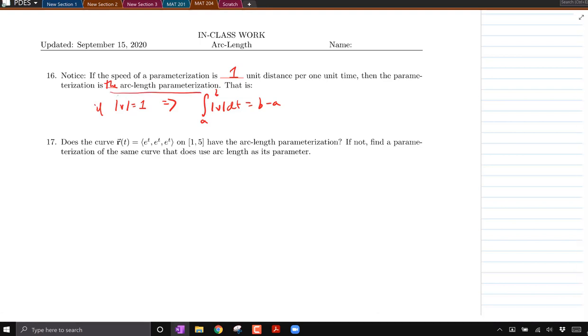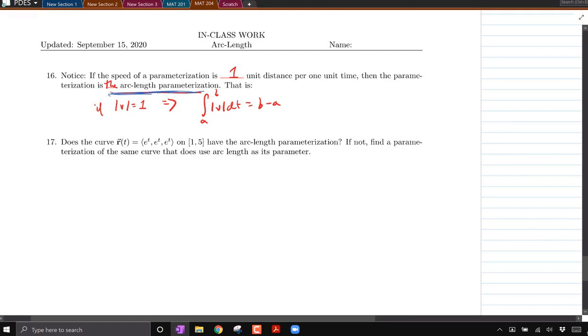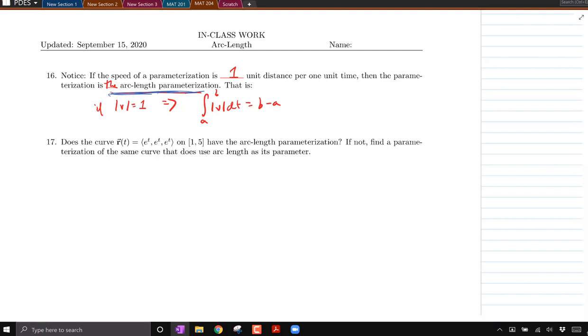So we've seen that there are many different parameterizations of a curve, but what we often want to find is something called the arc length parameterization. And I'm using the word the there to point out that it is in a way unique, but I will say it's only unique up to a choice of constant. Similar to the way we talk about antiderivatives, I guess. Antiderivatives are unique up to a choice of constant.